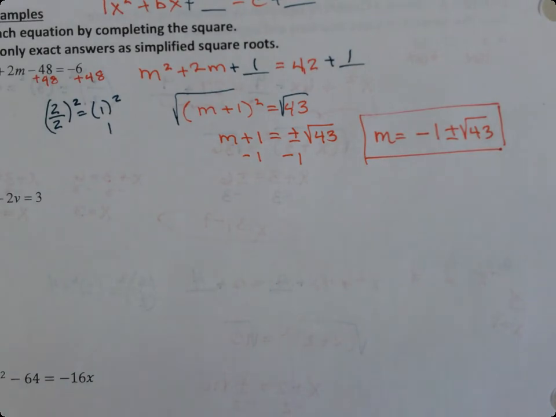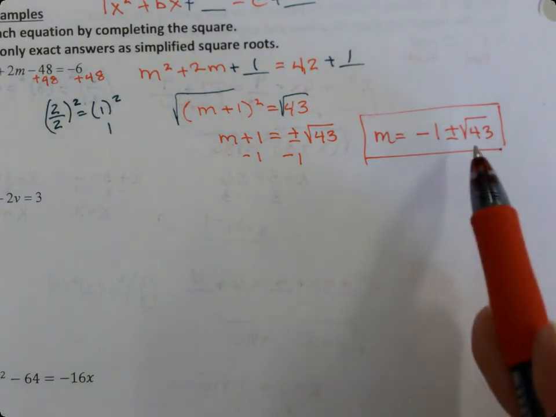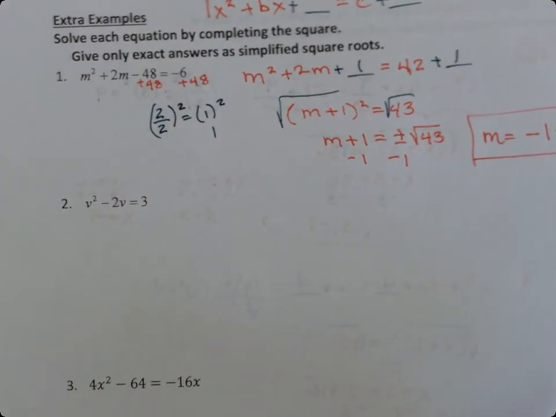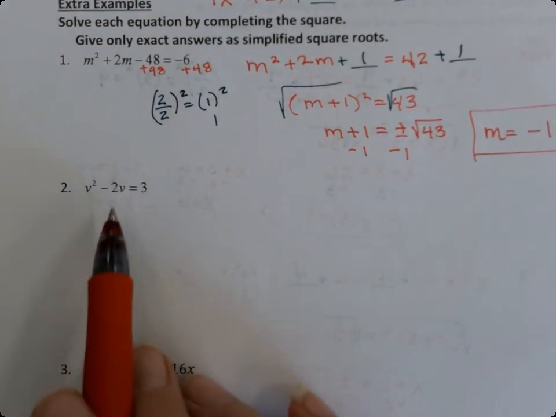Always simplify your square root. If you had a fraction, you might have to rationalize it. If you want to check this, I would get the approximate answer and plug it in. Okay, when you go to do the next one, it's nice because it's preset for us.